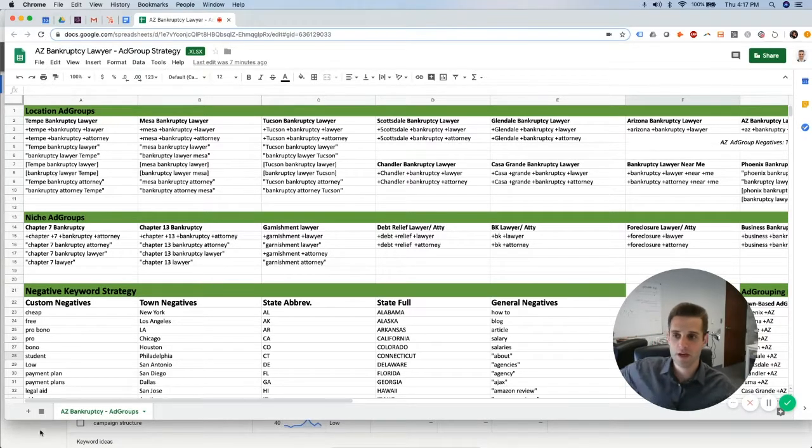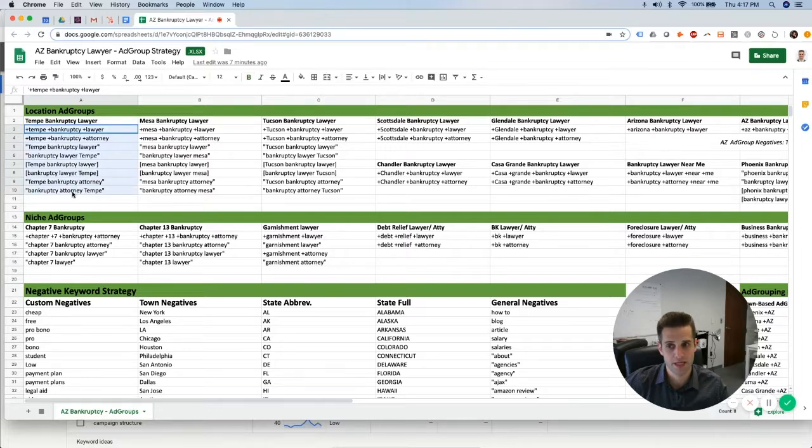So here's how we broke down our ad groups, which is one of the most important things of your campaign structure. We have location-based ad groups here. We have all the town names that we're going after with match types beneath. So we have our exact matches, our phrase matches, and our broad modified matches. For Tempe, Mesa, Tucson, those are the top three that they want to target. So we have a little bit more keywords there.